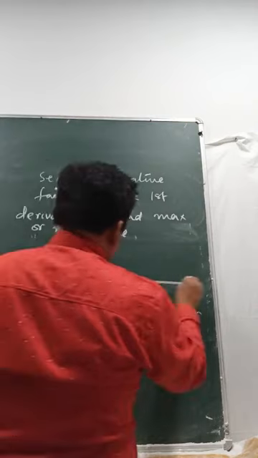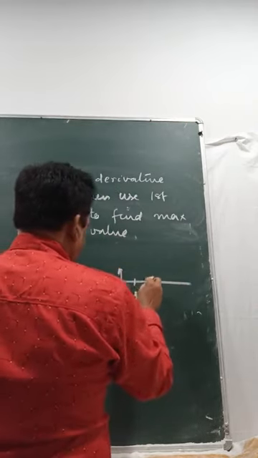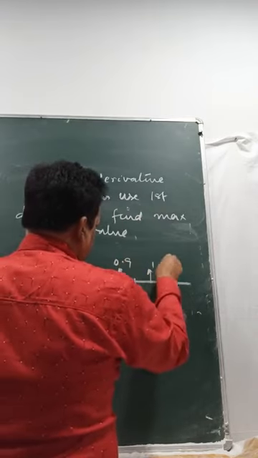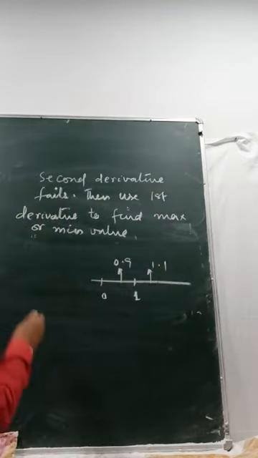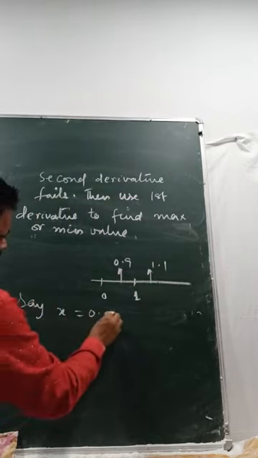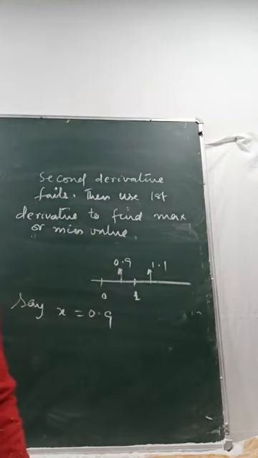Just remember, the point x is 1. You take one value left of this, one value right of this. So this is 0.9, this is 1.4. So x equals 0.9. First we will take the left value. Where will we put it? We will put it in the first derivative. So what is our first derivative here?